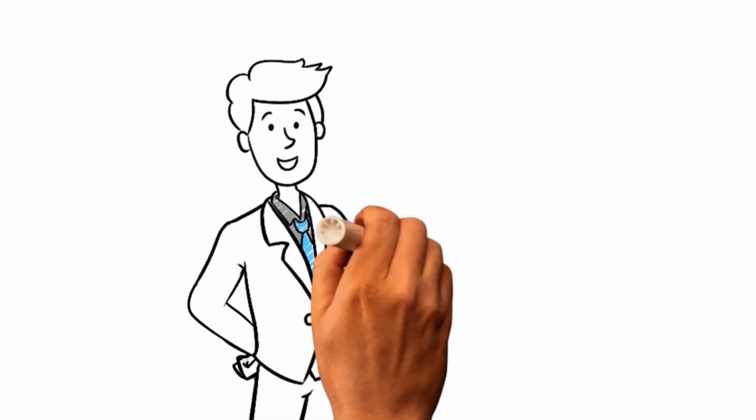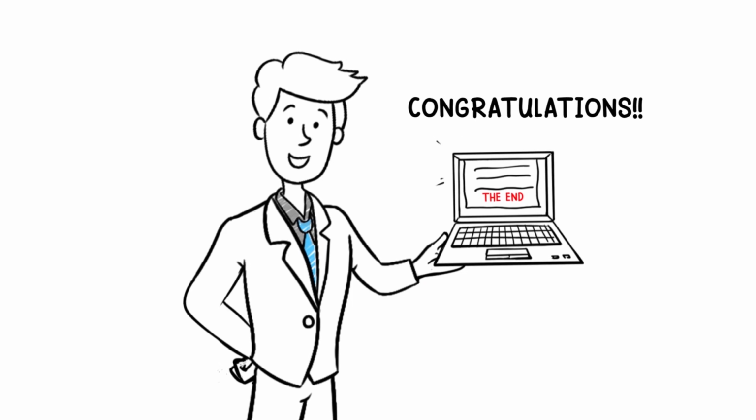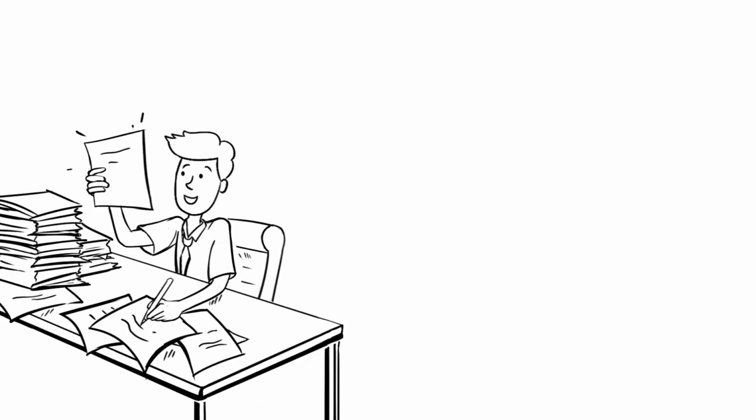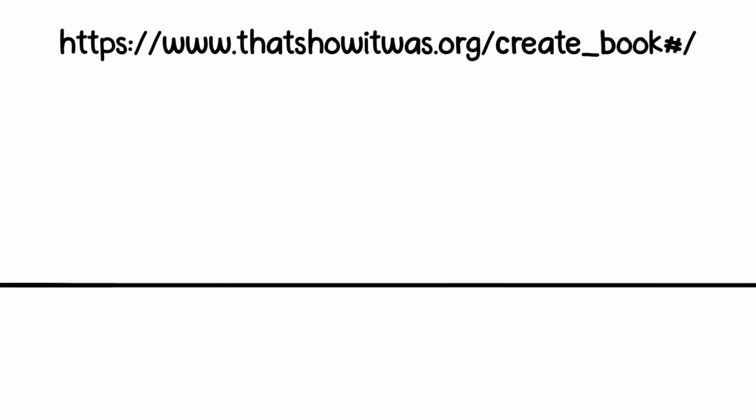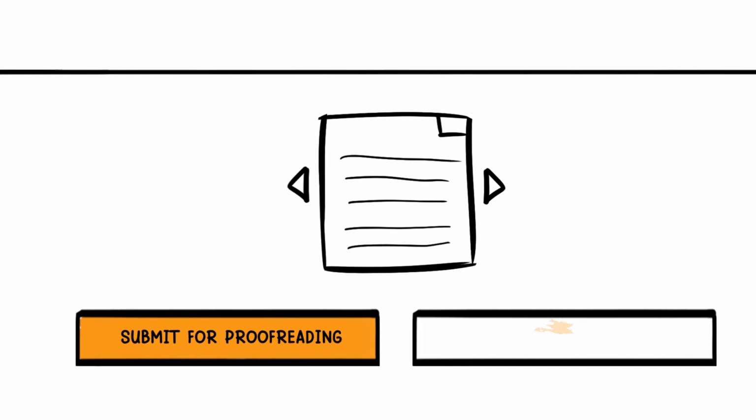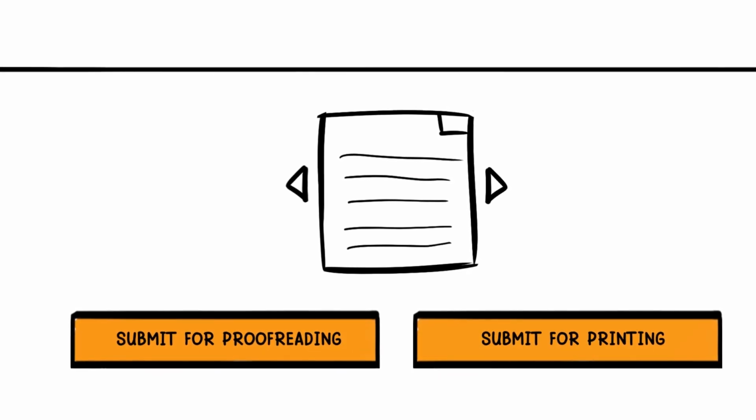When you've finished writing your book, congratulations! It's now time to have your book professionally proofread and/or printed. From your dashboard, click the links next to your book, Submit for Proofreading and Submit for Printing, and follow the instructions.